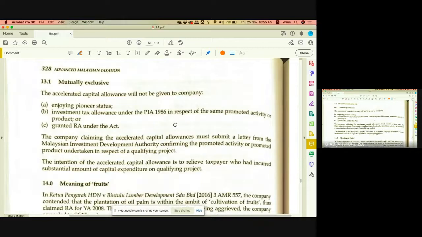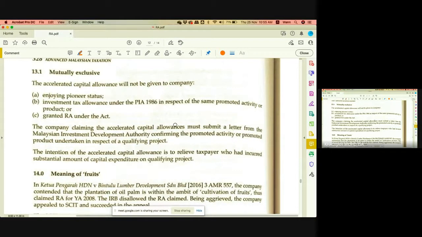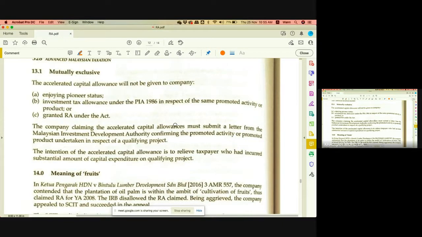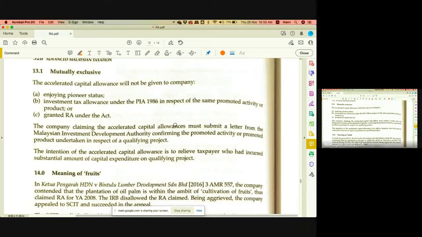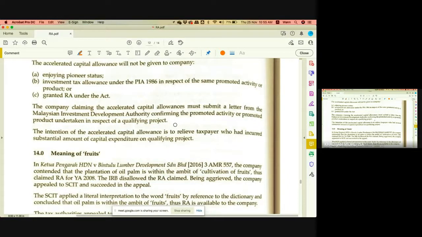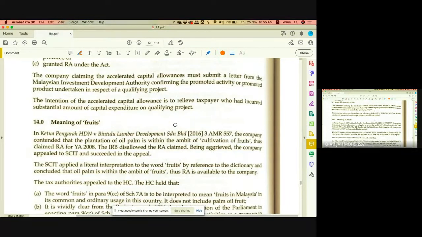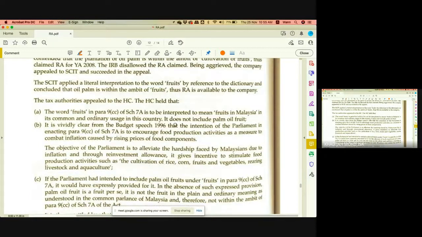Mutually exclusive means that you cannot have the three. You can only have one at a time, either pioneer status, either ITA or RA. You cannot have two at one time. It's mutually exclusive.